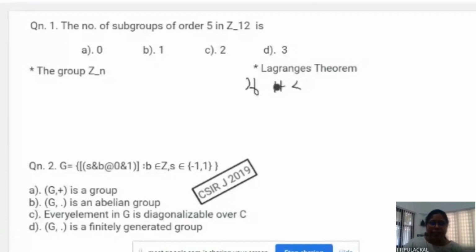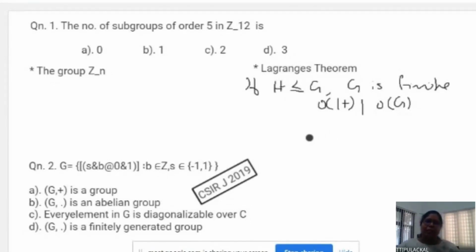If H is a subgroup of G, where G is a finite group, then the order of H, or the cardinality of H, divides the cardinality of the group G. This is the theorem. And you know, Z12 is a cyclic group of order 12, and every subgroup of it is also cyclic. So every subgroup is generated by some element in Z12.